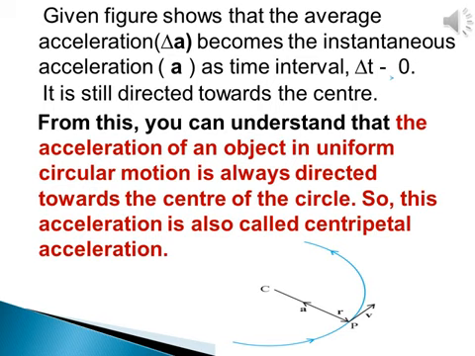From this, you can understand that the acceleration of an object executing uniform circular motion is always directed towards the center of its circular path. So, this acceleration is also called centripetal acceleration.